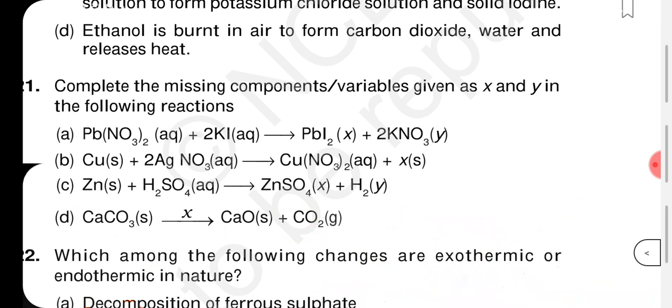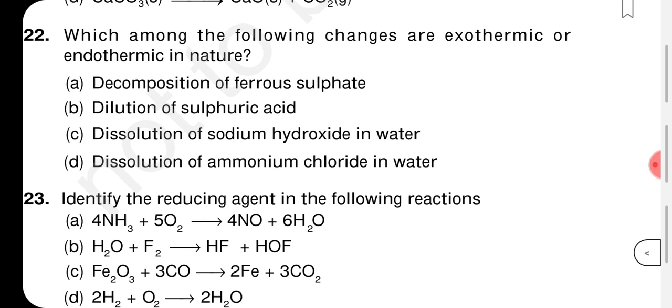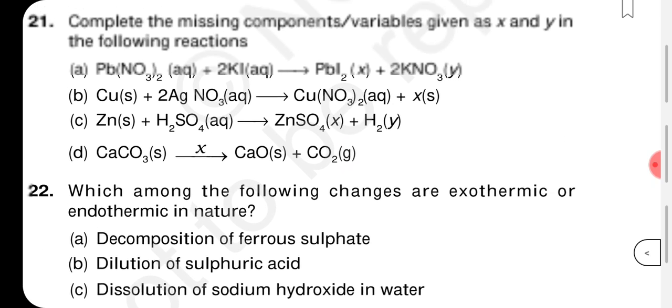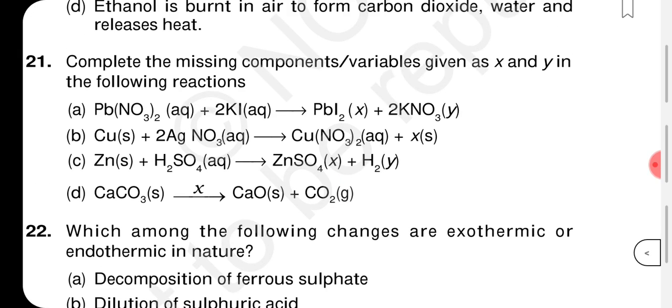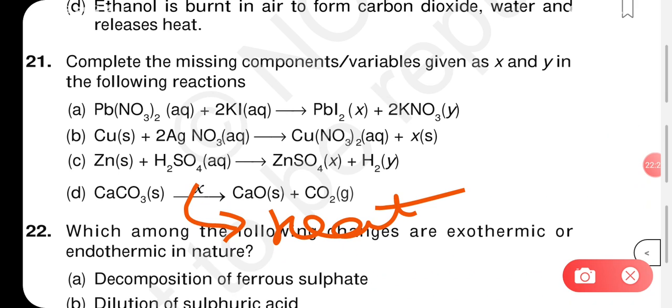Now moving on to the next one, calcium carbonate is giving calcium oxide and CO2. When will it give calcium oxide? When it is heated, when heat is applied. So we were on question number 21. What you have to write in place of X is nothing but heat. When you heat it, calcium oxide is formed along with carbon dioxide gas.